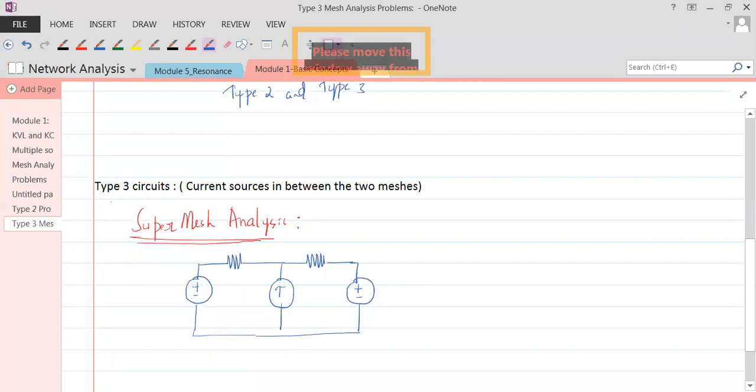We'll take examples with more meshes later, but for discussion, I'm considering this. Let's say this is 5 volts, 10 volts. This is 2 amps. This is, say, 2 ohms and 4 ohms. This is how the circuit is. Maybe they'll ask us to do this.